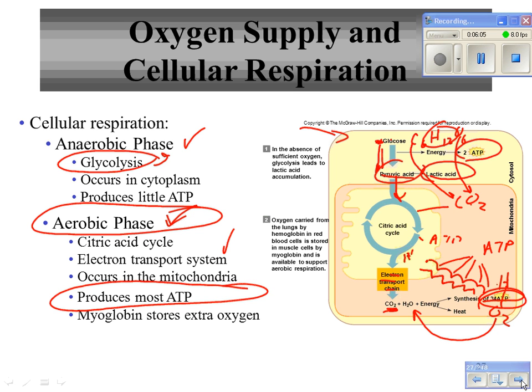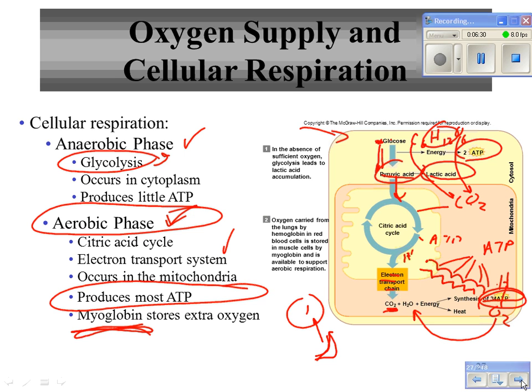Now, one of the cool things about your muscles, they actually store a little bit of extra oxygen to get this process started. Okay, so in our red blood cell, we have something called hemoglobin, a protein that's shaped kind of like the sickle on a Grim Reaper. Hemoglobin is the protein that actually carries the oxygen. Hemoglobin's in a red blood cell. It carries the oxygen, delivers it.